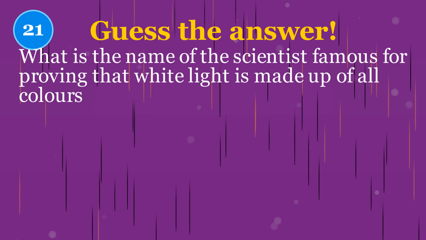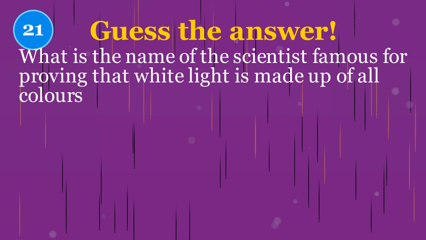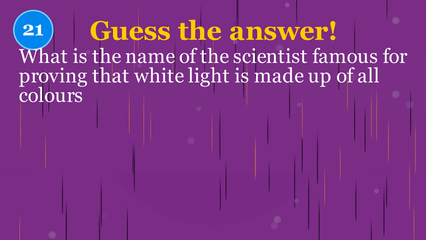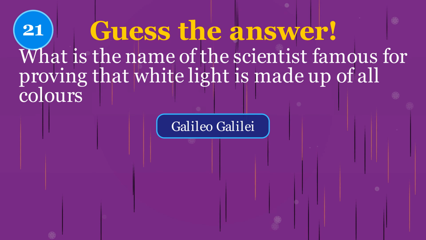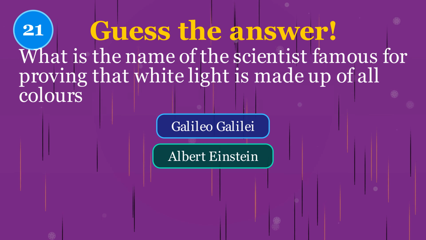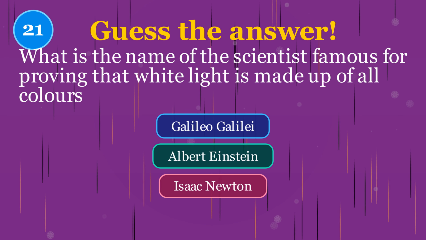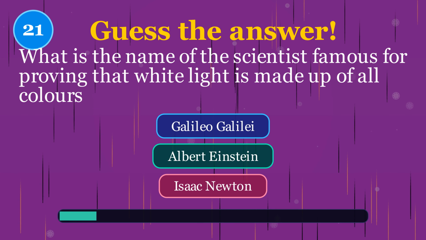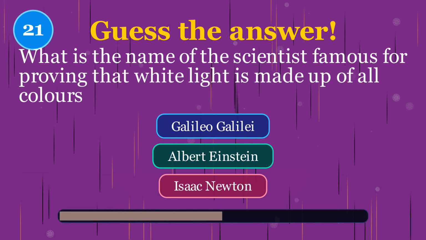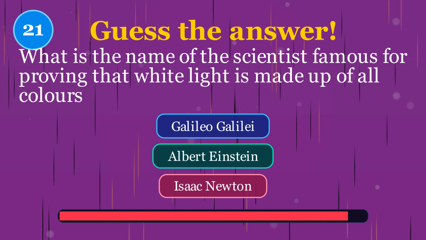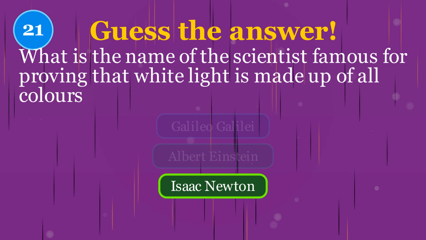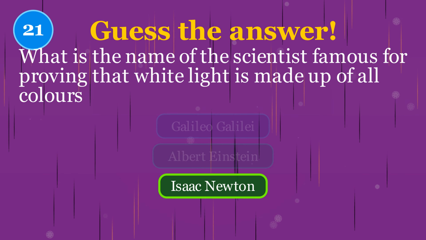What is the name of the scientist famous for proving that white light is made up of all colors? Galileo Galilei, Albert Einstein, Isaac Newton. The correct answer is Isaac Newton.